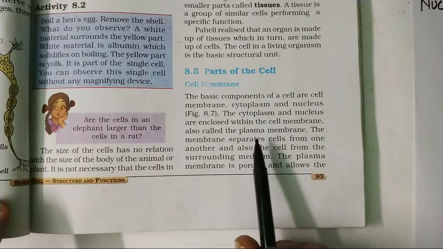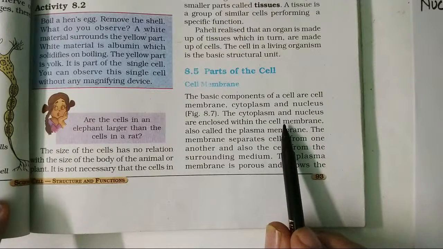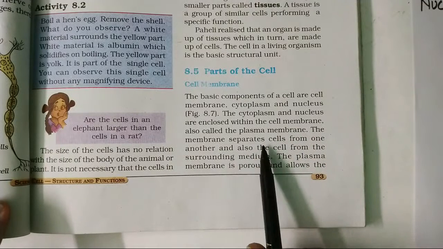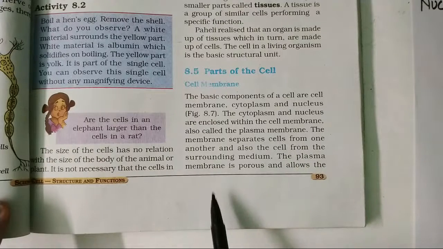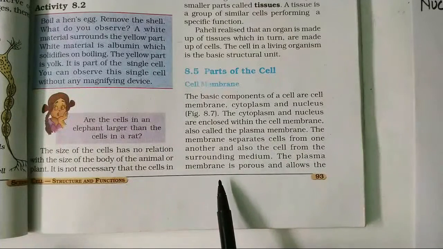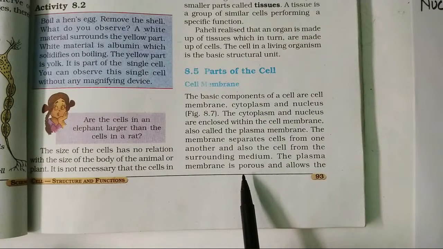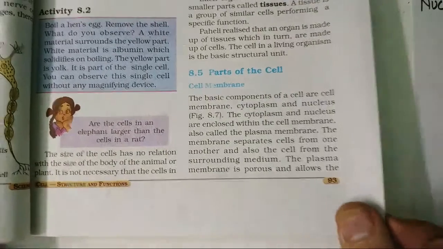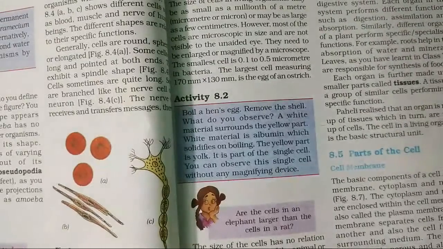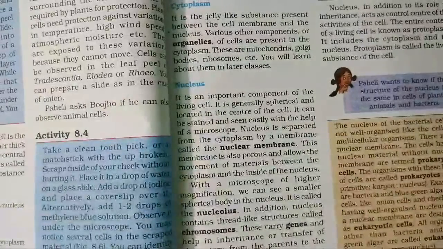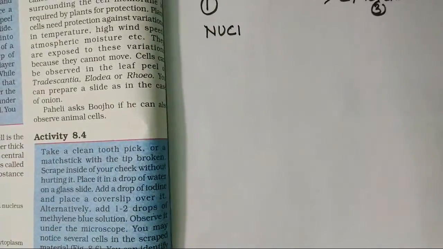The cytoplasm and nucleus are enclosed within a boundary, as I have told you just now. It is also called the plasma membrane. So the cell membrane is also called the plasma membrane. This membrane separates one cell and makes the boundary. It is porous and allows substances to enter inside and go out of the cell. It controls the movement of material inside the cell.